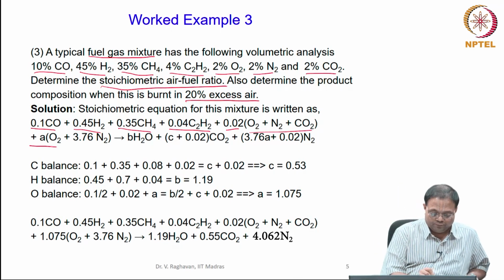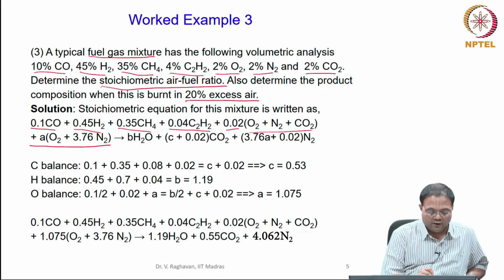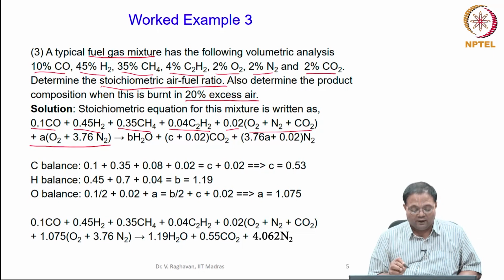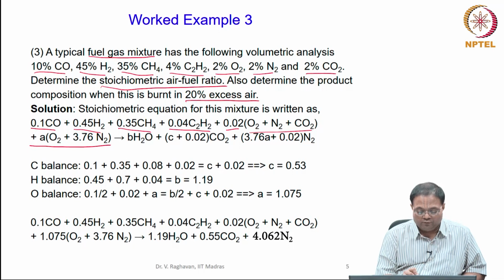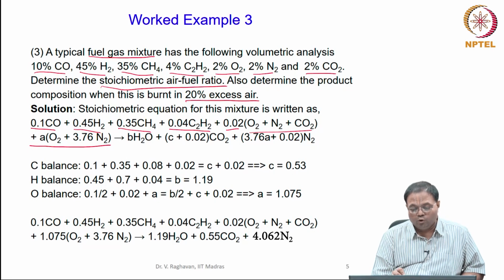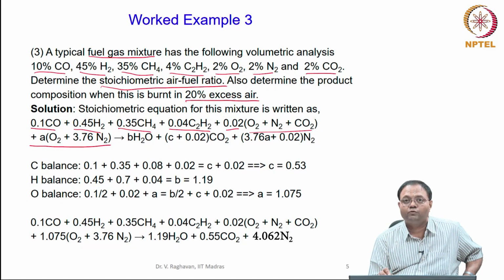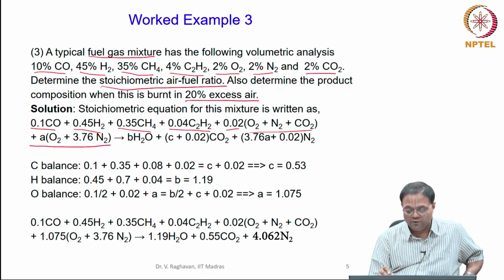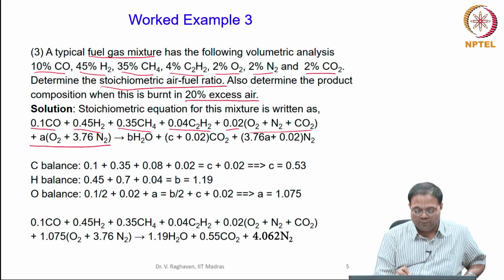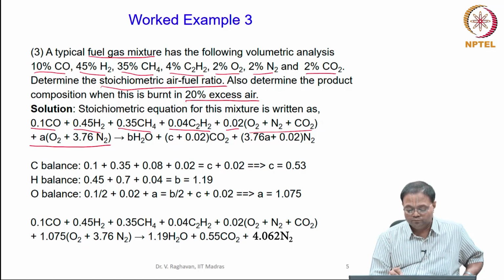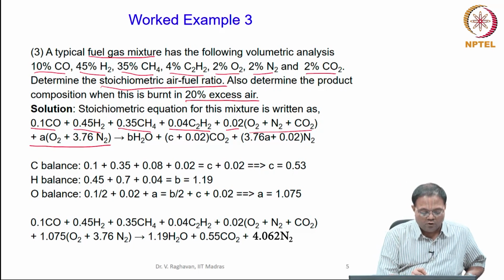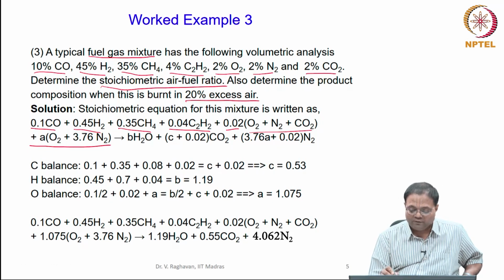Now we do not know how many moles of oxygen are to be added. So let us say A moles of oxygen is added to form B moles of H2O, and C moles of CO2 due to combustion, plus the 0.02 kilomoles of CO2 already present in the reactant mixture. So that is C plus 0.02 CO2. Similarly, nitrogen from the oxidizer stream is 3.76 times A, plus 0.02 N2 present in the fuel stream.